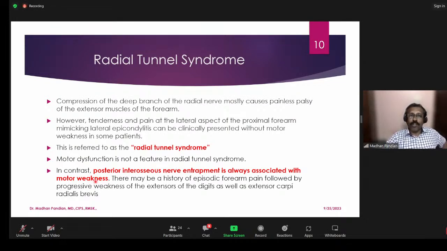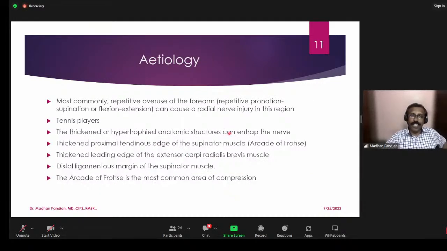If there is no finger drop, if there is only a radial nerve injury, then it is called radial tunnel syndrome. Motor dysfunction is never a feature of radial tunnel syndrome, whereas in posterior interosseous nerve entrapment there is always motor weakness. There can sometimes be an episodic forearm pain, but weakness is mandatory to make a diagnosis of PIN entrapment syndrome.